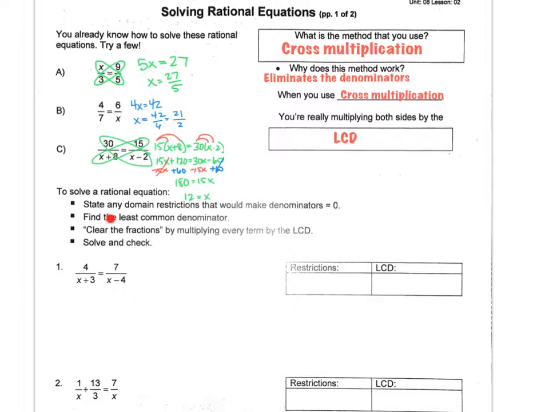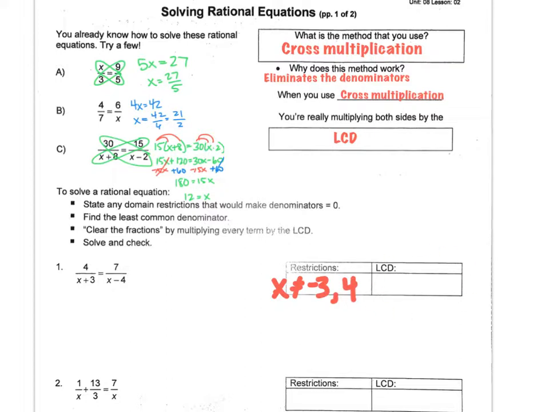To solve a rational equation, state any domain restrictions that would make denominators equal 0. It's because we cannot divide by 0. Whenever we divide by 0, we get an asymptote. So what number could I plug in here for x to make this denominator 0? Well, negative 3. So I know that a restriction is that x cannot equal negative 3. In the same way here, if I plug a 4 into this, I'll get 4 minus 4 is 0. So x cannot equal 4 either. That's a little tip: you can always just set the denominator equal to 0 and solve. That's another way of getting these numbers.